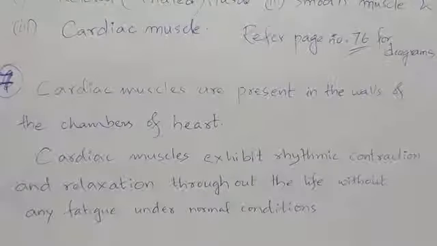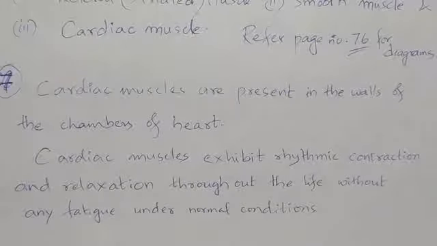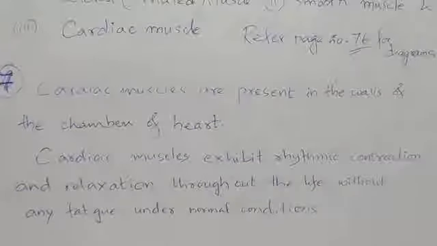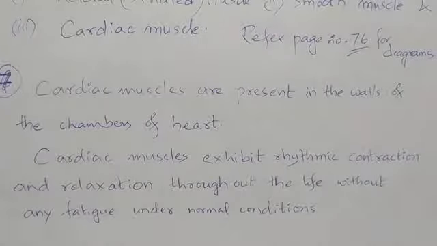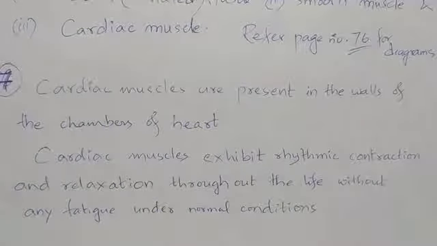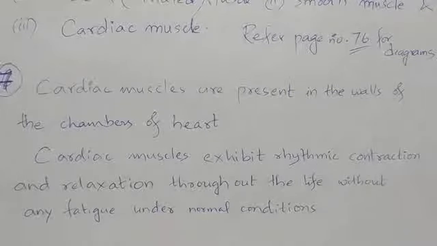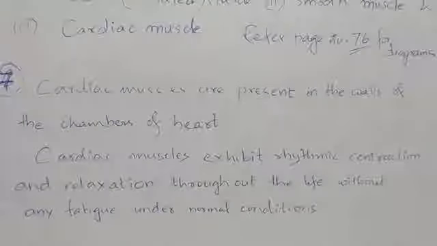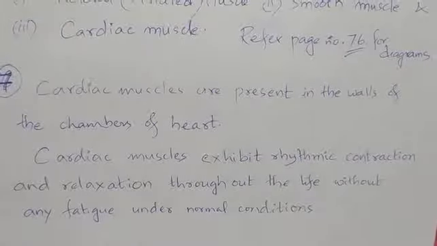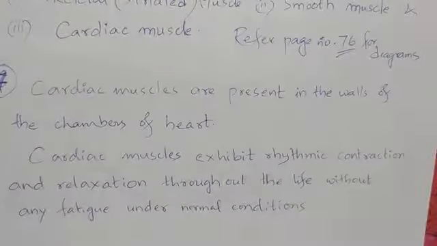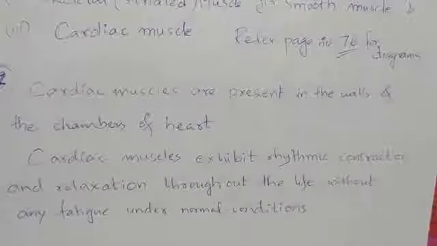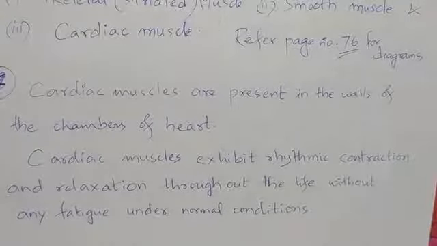They do not undergo fatigue, even though they are getting contracted and relaxed continuously throughout the life, if the conditions are normal. Okay, if the conditions are abnormal, they also may undergo fatigue and they may stop functioning, and it may lead to cardiac arrest also. Right? So, under normal conditions, throughout the life, rhythmic contractions and relaxations do take place in cardiac muscles.